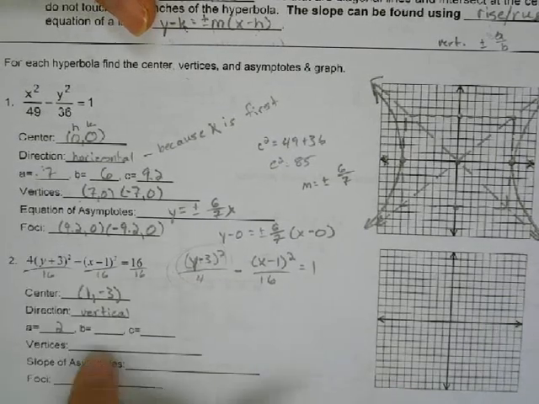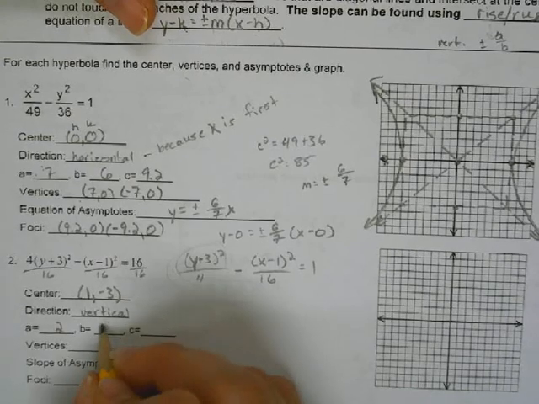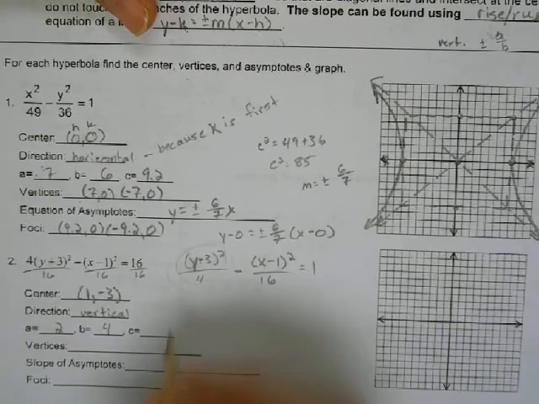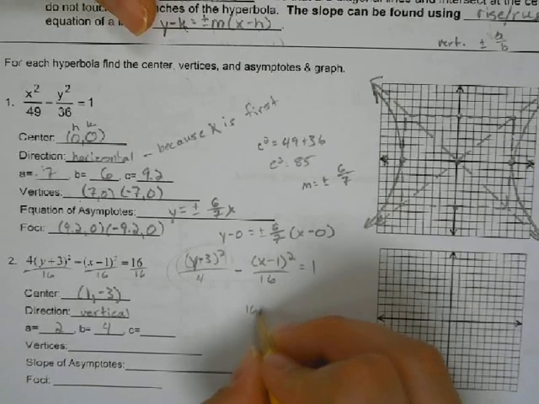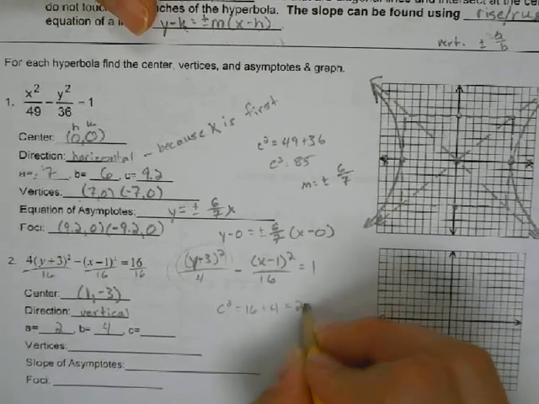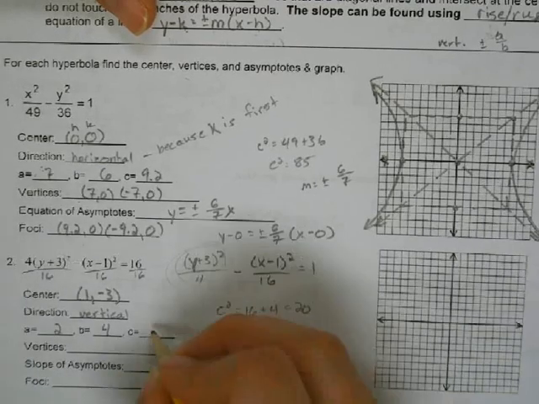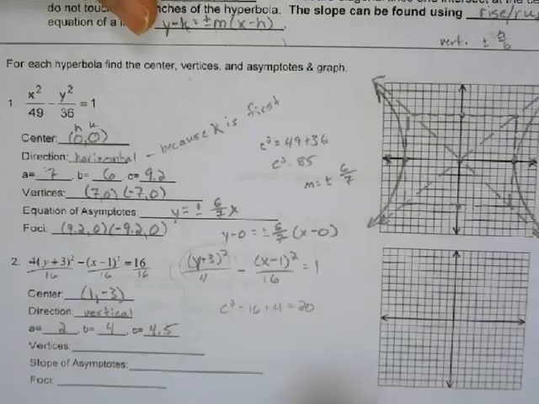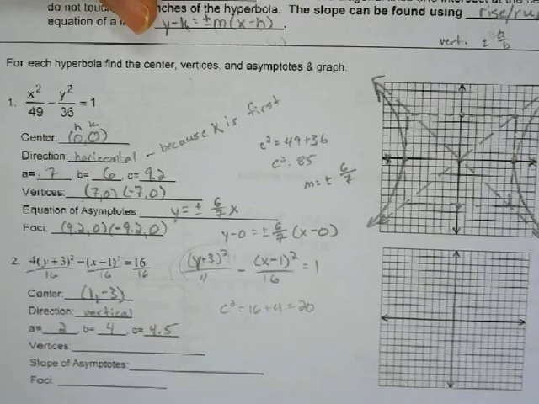Okay, and we'll get the vertices in just a second. B value is going to be the 4. C value we're going to add together, so you get 16 plus 4. C squared is equal to 16 plus 4, which is 20. So C is going to be 4.5. Okay, when you square root 20, you get 4.5. Now the vertices, let's go to our graph.